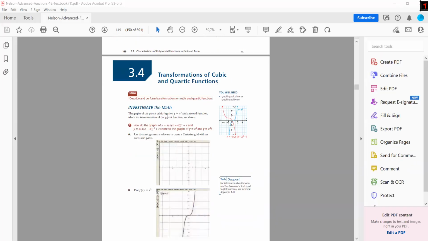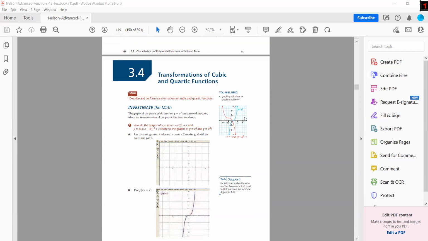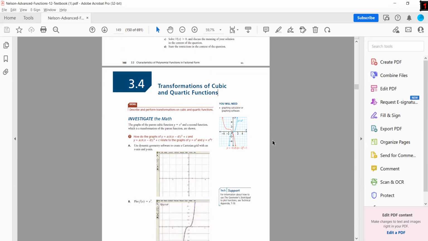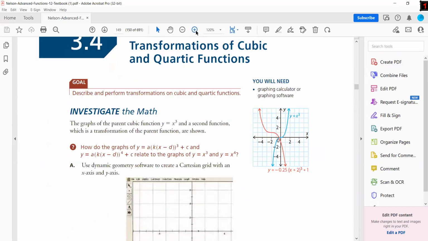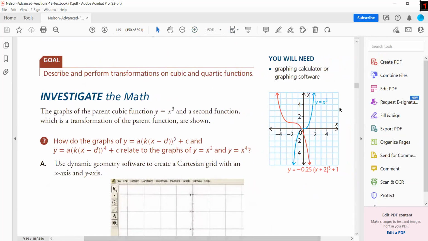So, let's start. The graphs of the parent cubic function y equals x cubed and the second function, which is a transformation of the parent function, are shown. Okay, let's enlarge it. Here's the initial cubic function, as well as the transformed function.